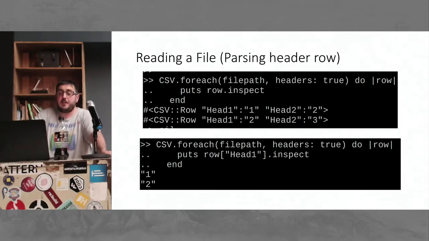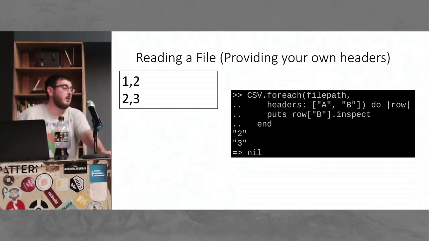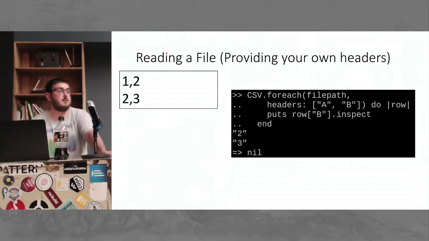But what if you don't have headers? Well, the headers option is not just a bool, you can also pass it an array. The array would be a one-to-one mapping of how the headers would normally be in the file if they were provided. So in this case, we have a file without any headers on it. We specify we want the first column to have a header of A, second column to have a header of B. We can then reference each row like that, which is kind of handy.